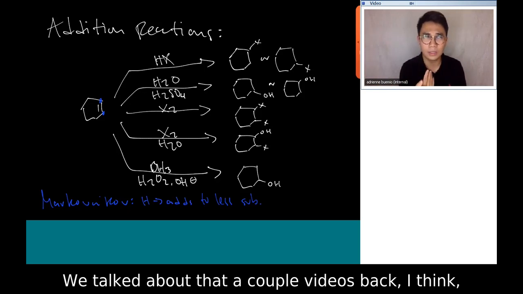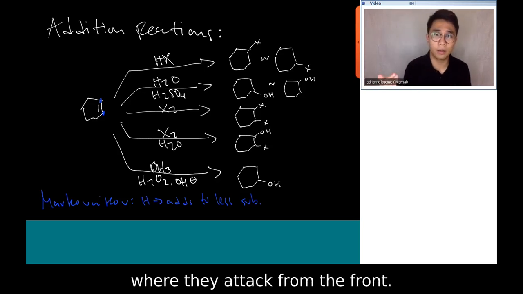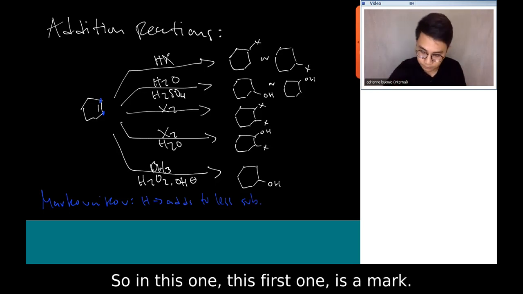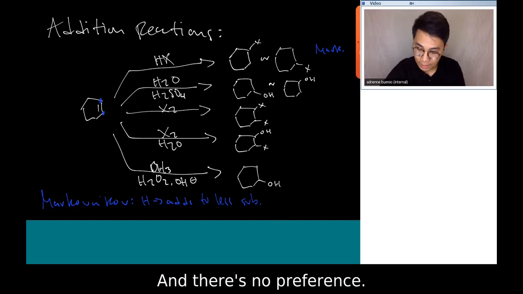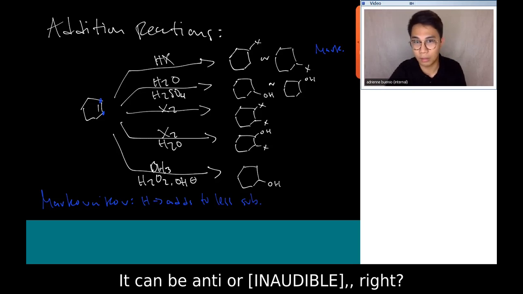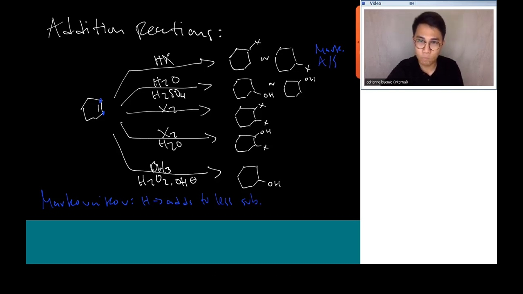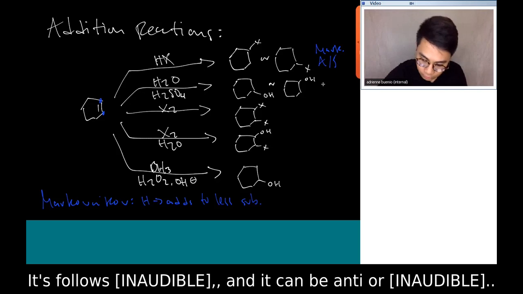We talked about that a couple videos back, I think, where they both attack from the front, or they both attack from the back, or they're on opposite sides, right? So this first one follows Markovnikov, and there's no preference. It can be anti or syn, right? Anti or syn, it doesn't matter. For this one, same thing. It follows Markovnikov's rule, and it can be anti or syn.